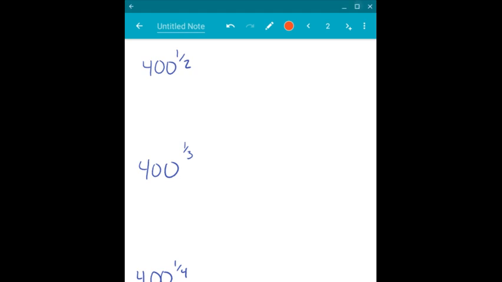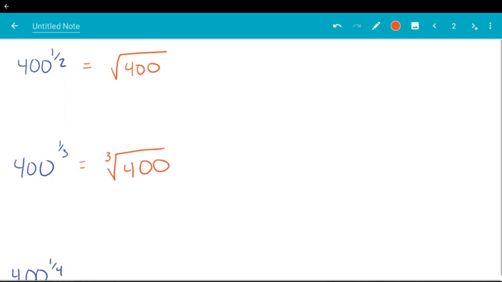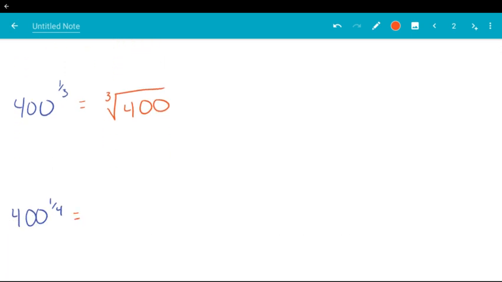Okay, so hopefully you've watched the previous video. You understand that a fractional exponent simply means we're going to be taking a root of whatever the number is. The denominator in the fraction does tell us which root. So 400 to the 1/2 power is simply the square root of 400. 400 to the 1/3 power is simply the cube root of 400. And then 400 to the 1/4 power is simply the 4th root of 400.